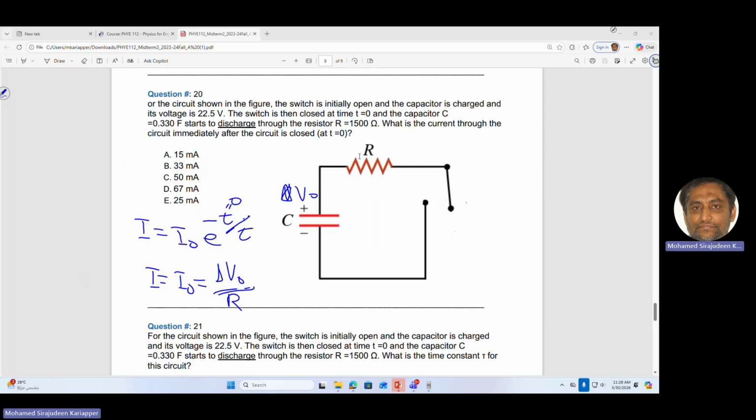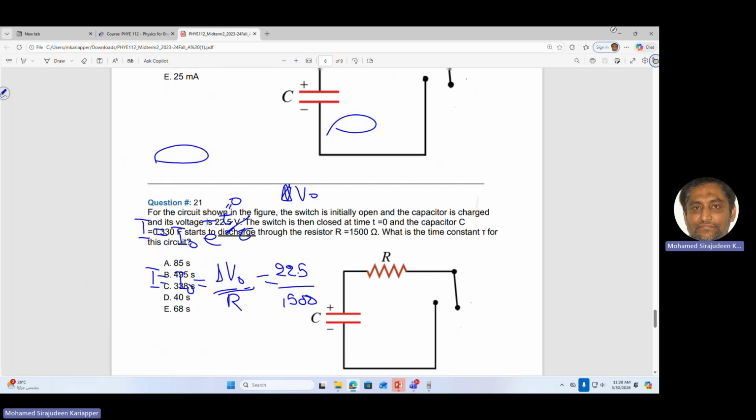So it's not E, it is delta V0, the initial voltage. Substitute, get the answer. Delta V0 is 22.5 and R is 1500. Somebody tell me the answer. 15 milliamperes, right? Maybe you will get it in amperes. What did you get exactly? It's 0.015 in SI. So answers are in milliamperes. You divide by 1000, you will get 50 milliamperes.